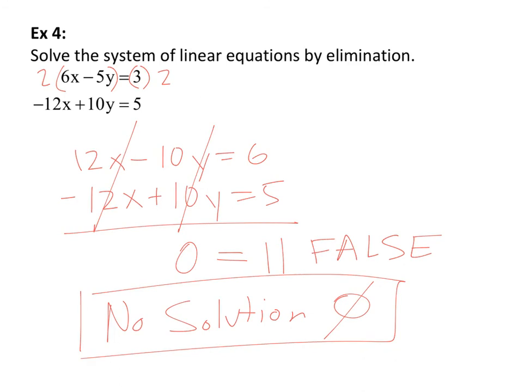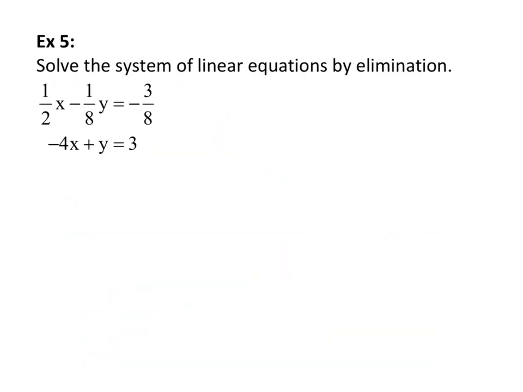All right, let's do one more example. This looks a little crazy to start with. I got all these fractions in one of the equations, but just multiply by the least common denominator, and you could get rid of all the fractions. So I'm going to do this to start off with. Least common denominator is 8. So watch what happens when I multiply it by 8.